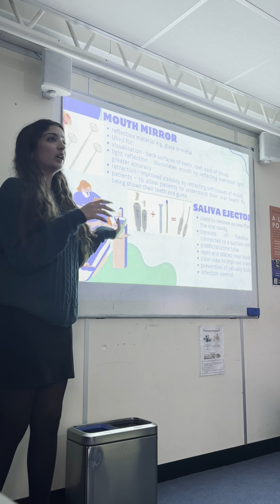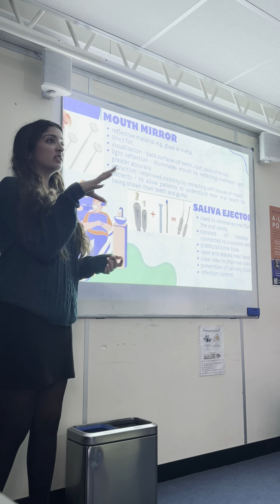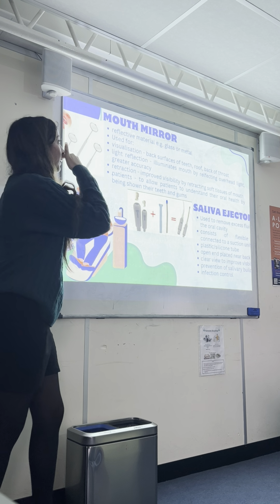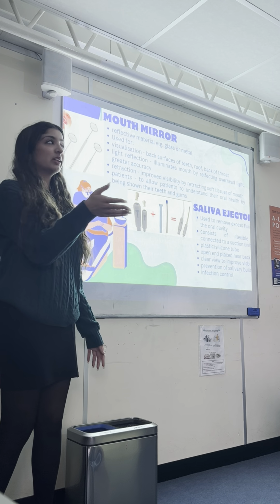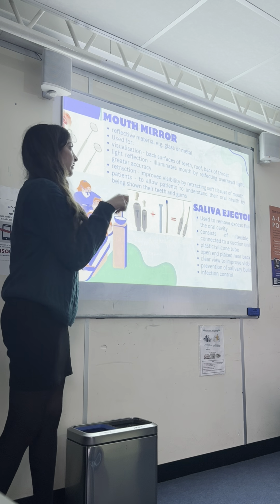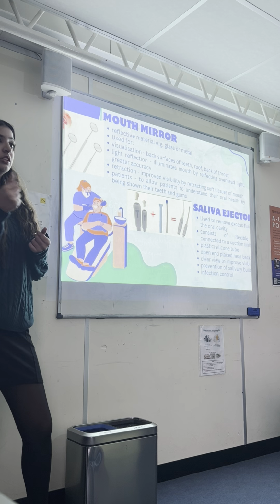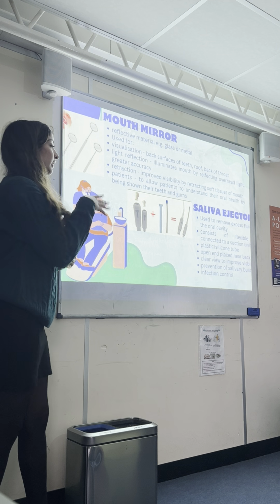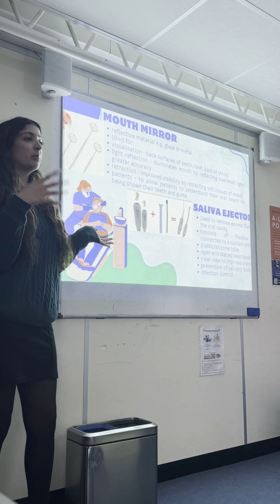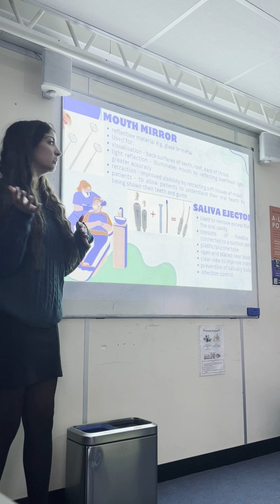And then there's also light reflection. So it's used to illuminate the person's mouth by reflecting the overhead lights, the big ones on top, so that the dentist can have more accuracy when performing the procedure. And there's also retraction. So you can retract soft tissues in the mouth, such as the tongue and the cheeks, again to improve visibility. And then lastly, it can also be used to show the patients what's going on so they feel more comfortable.